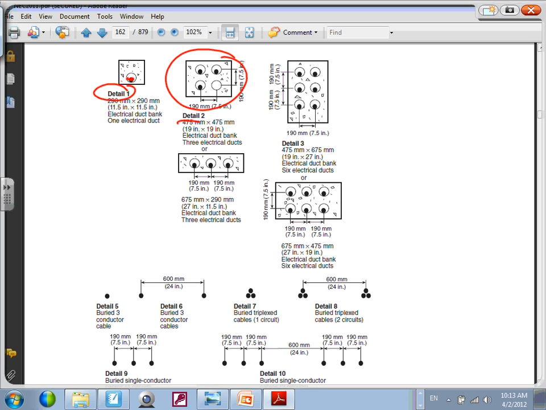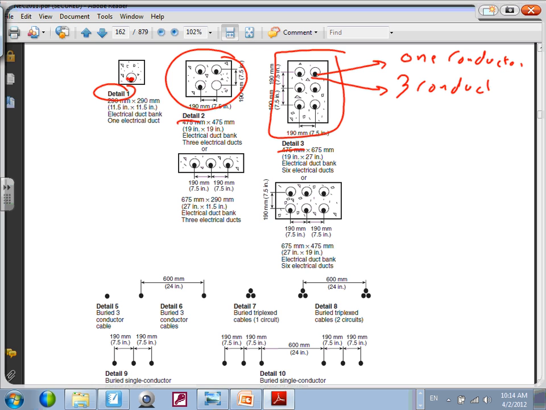This detail 2, detail 3, this is a very common detail here, guys. This could be 1 conductor or 3 conductors or a cable with 3 conductors. Make sense? So the prohibition against putting a single conductor in a metal pipe goes out the window with this?